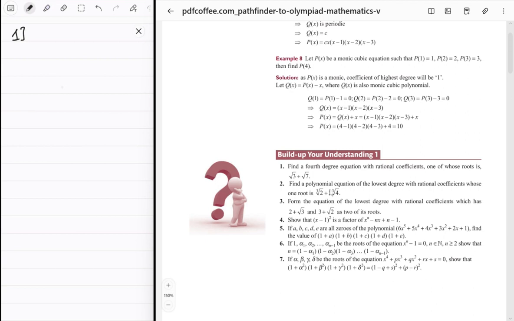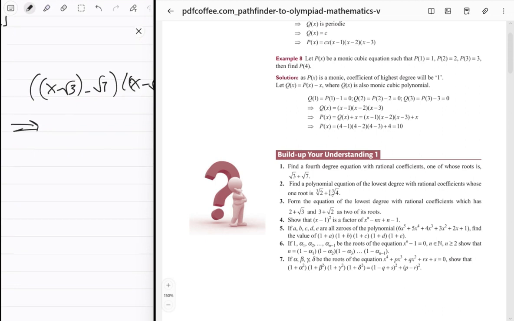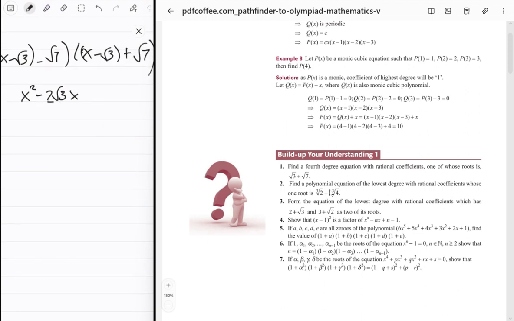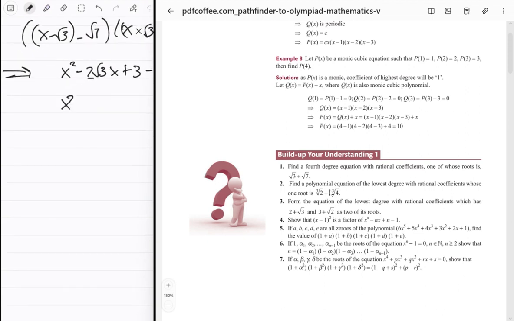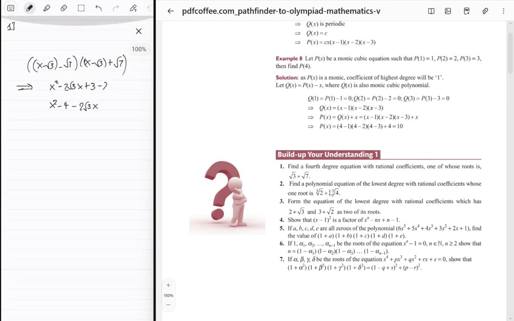So first we'll just do x minus square root 3 minus square root of 7. Okay, but that times x minus square root of 3 plus square root of 7, right? Yeah, and this will just give us this guy's square, like x squared minus 2 square root 3 times x plus 3 minus 7, which is x squared minus 4 minus 2 square root 3 times x, right? Clearly, x equal to square root 3 plus square root of 7, and square root 3 minus square root of 7, both are zeros of this already because we are using this.